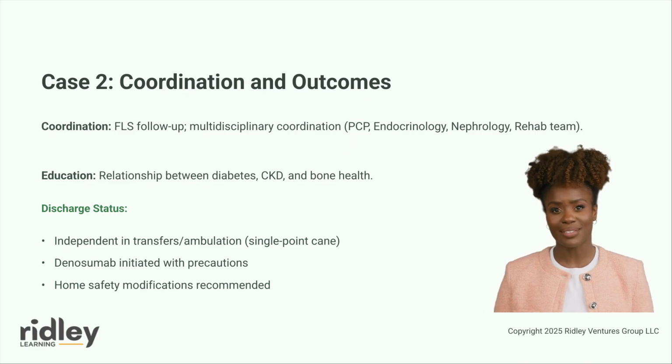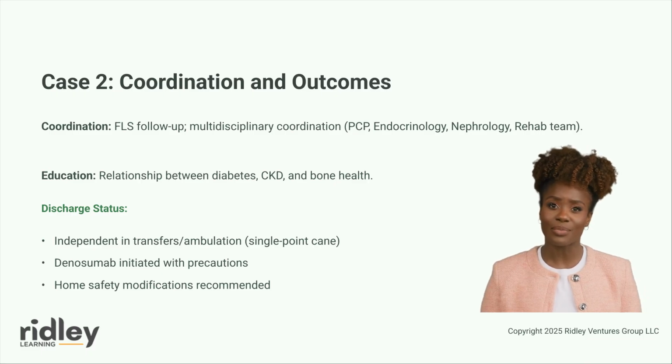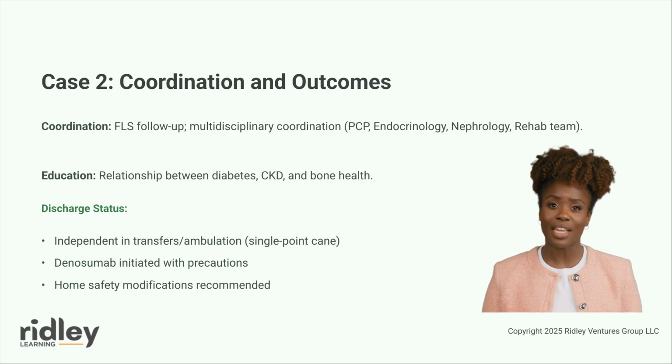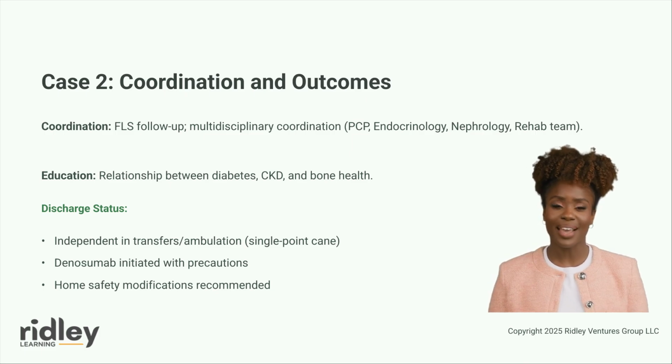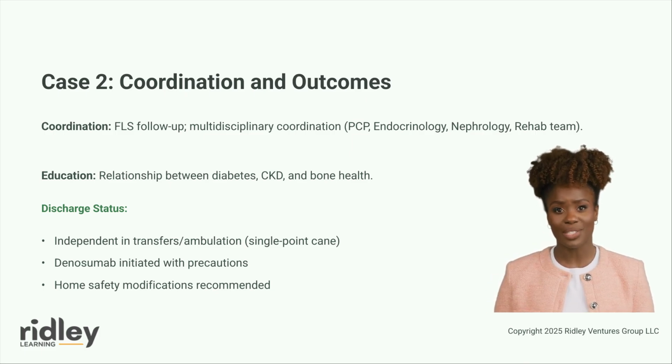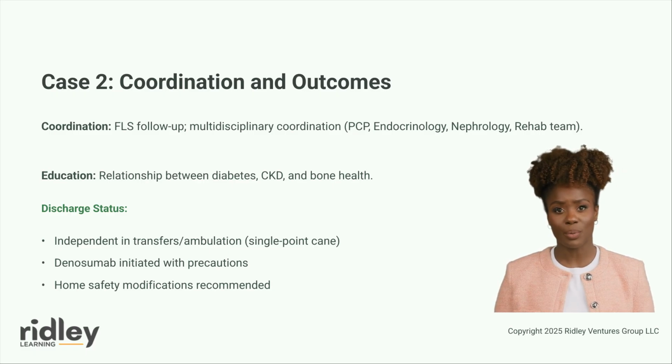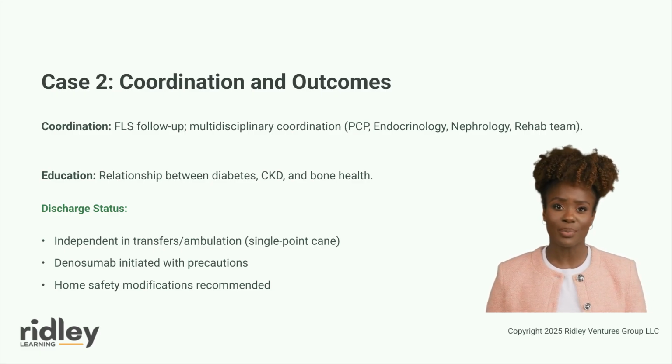all these domains. At discharge from skilled nursing rehabilitation, this patient has achieved independence in transfers and ambulation with single-point cane on level surfaces. Denosumab therapy has been initiated with careful hypercalcemia precautions and calcium and vitamin D supplementation. Home safety modifications have been recommended and scheduled for implementation. The multidisciplinary approach optimizes his complex medical and functional needs while reducing his very high risk of subsequent fracture.